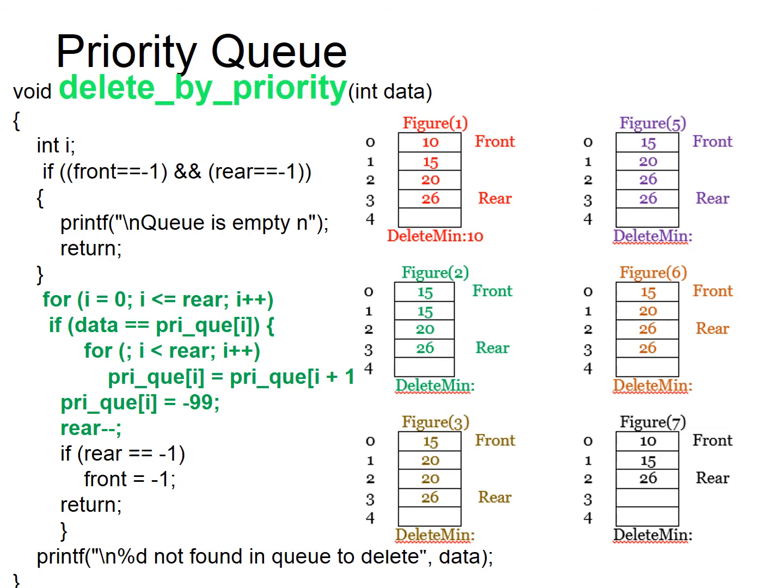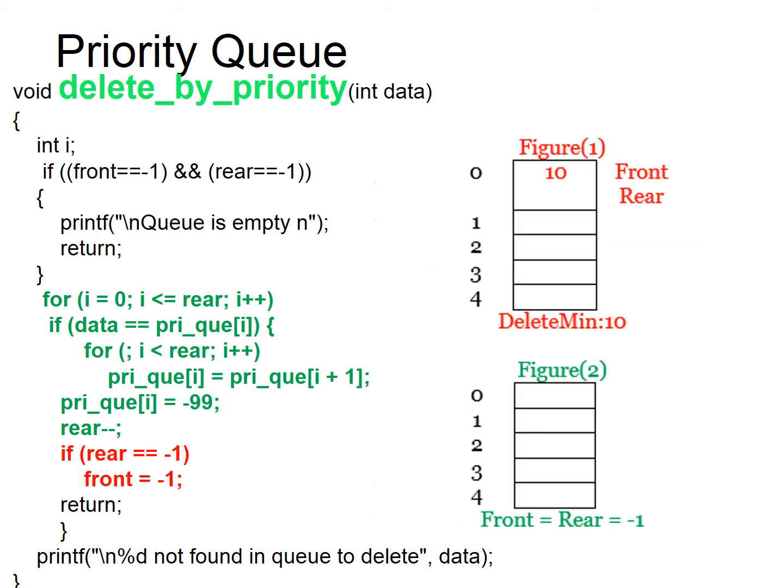Suppose the queue is having only one element, then automatically the queue will become empty. We'll see an example for that. Now my priority queue has only one element, 10. If you perform delete minimum, 10 will be deleted. So you can see the loop will not be executed, and it will come out.